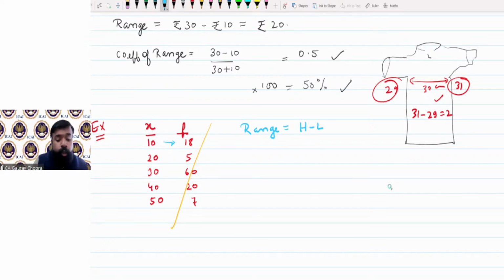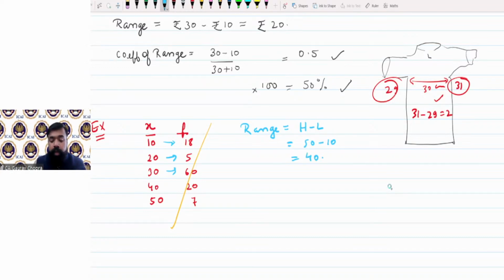Then number 20 is getting repeated 5 times. So 5 is not a number, 5 denotes repetitions. So how many times is 20 repeating? 5 times. Similarly, number 30 is getting repeated 60 times. So this is the frequency and we don't require frequency here. That is why the range will be 50 minus 10, that is 40. So 40 will be the range.